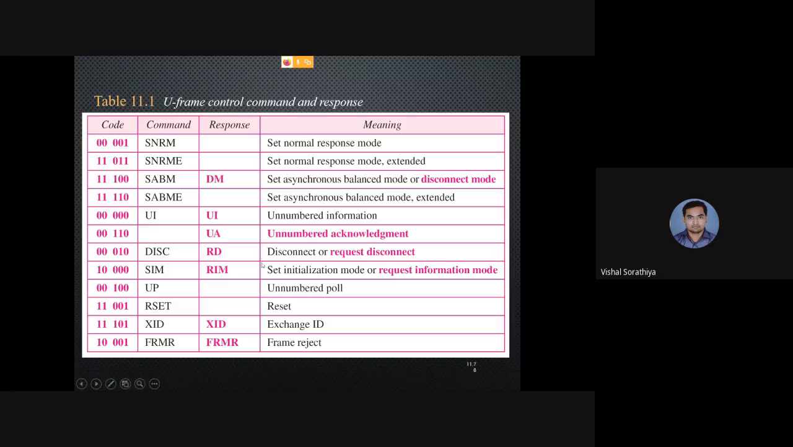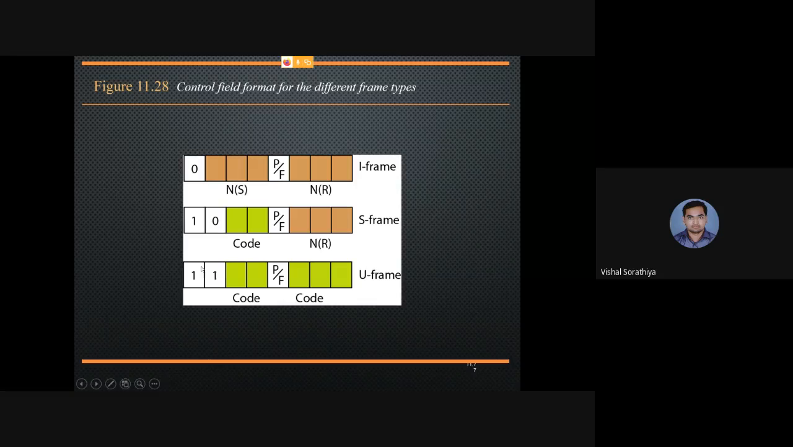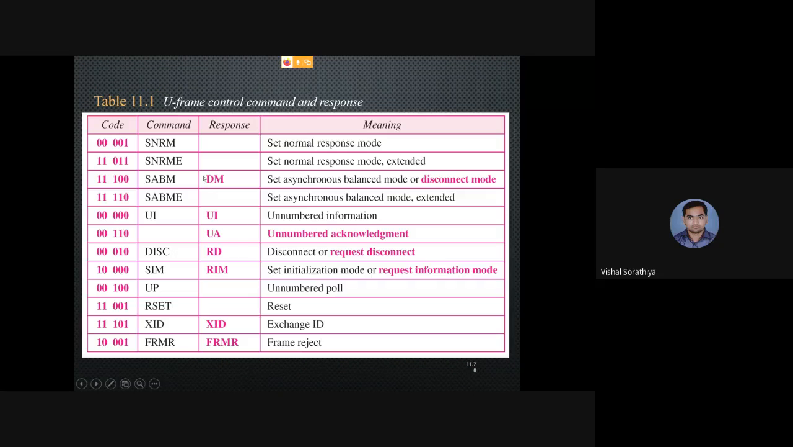Now in the U frame, see what you have here. There are two or three boxes. These 2 bits are fixed, like it's 1 1. So if the first two bits are 1 1, then it will be a U frame. Now what we have to discuss is these 2 bits and these 3 bits. With respect to these 2 bits and 3 bits, different responses are generated.